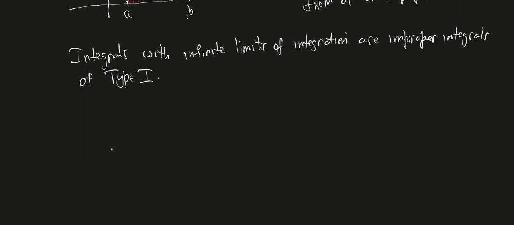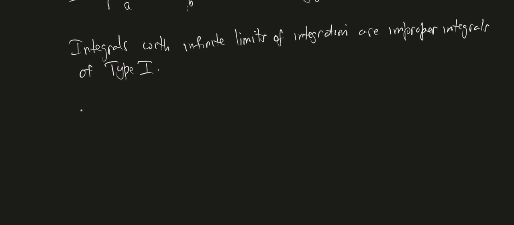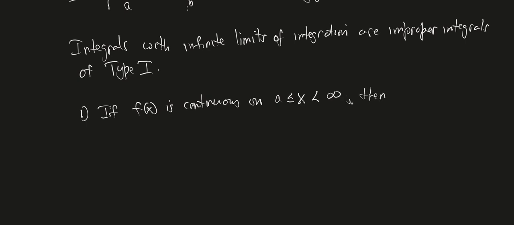And there are three definitions we need to write down. So if f of x is continuous on the interval, x is greater than or equal to a, right? So again, there's that infinite upper limit. Then how do we make sense of something like this where we have an infinity at our upper limit?